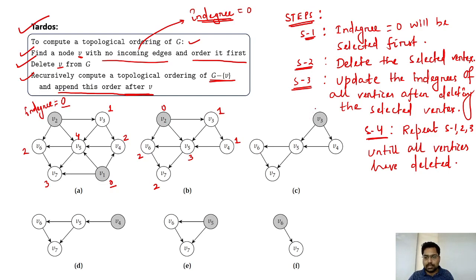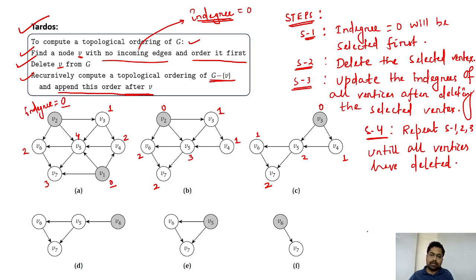Once we have deleted it, we have to write again the in-degree. Here the in-degree is 1, here the in-degree is 2, here the in-degree is 2, here is 1, here is 0. Now v3 will be removed.